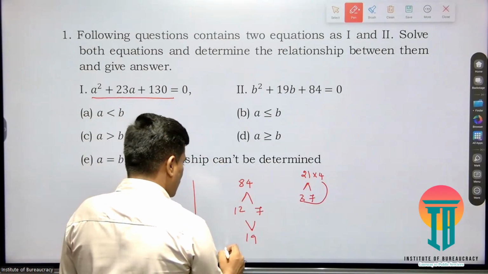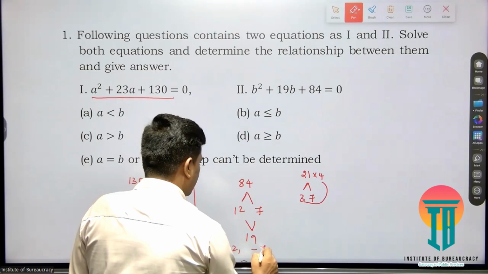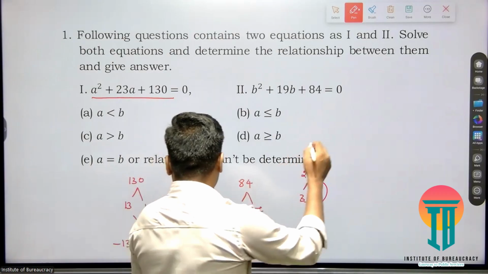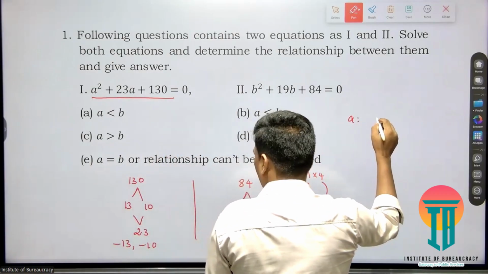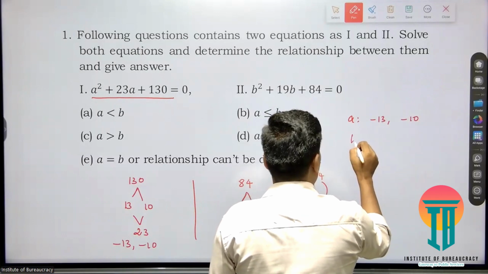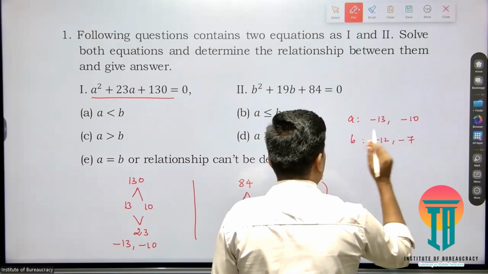So here, what are the roots? Minus 12 and minus 7. So these are the roots here. The A values are minus 13 and minus 10. Your B values are minus 12 and minus 7.